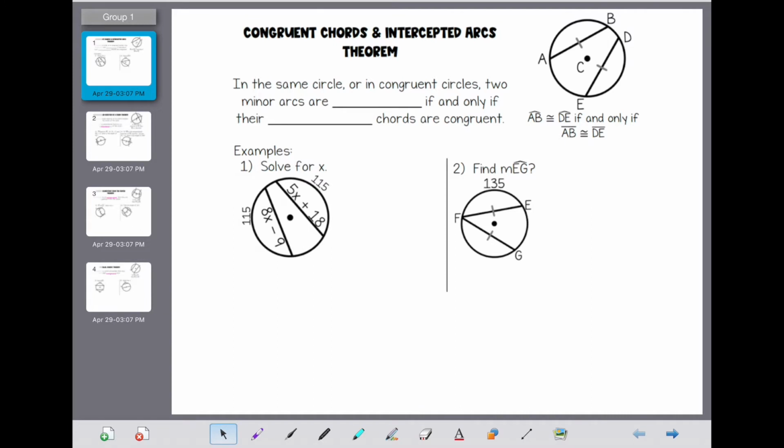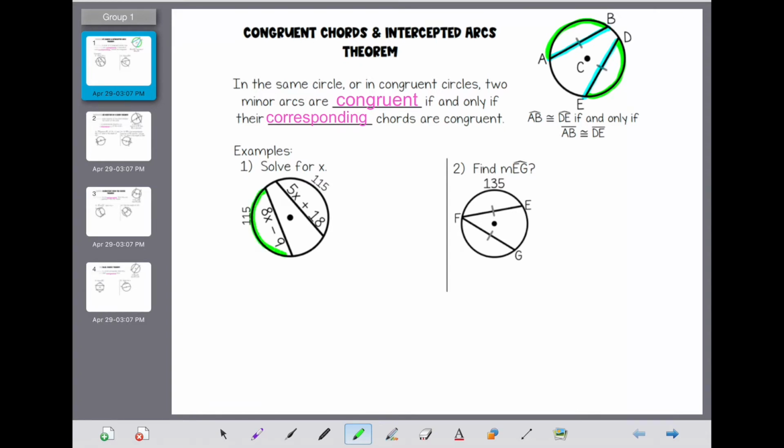So in the same circle, or if you had 2 congruent circles, 2 minor arcs are congruent if and only if their corresponding chords are congruent. So if chord AB and DE are congruent to each other, then the arcs AB and DE are congruent to each other as well.